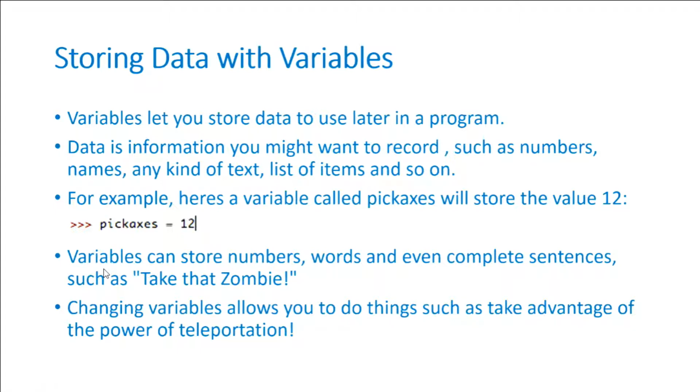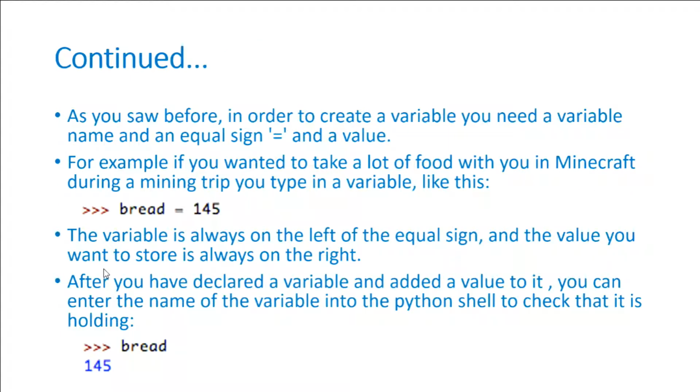Variables can store numbers, words, and even complete sentences, such as "take that zombie". Changing variables allows you to do things such as taking advantage of your power of teleportation, that we will move on to in future videos. As you saw before, in order to create a variable, you need a variable name, an equal sign, and a value. For example, if you wanted to take a load of food with you in Minecraft before a mining trip, you might want to type in bread equals 145, and that'll create at least maybe 3 stacks, 2 stacks.